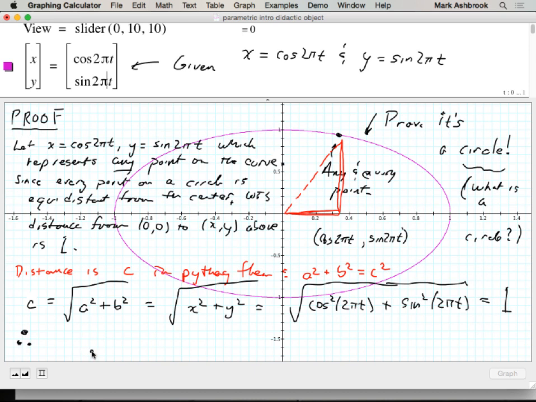It's a circle, right? So therefore it's a circle because of what we said. We wanted to show that the distance from 0, 0 to any point on the circle is constant, and it is. It's 1. Because that in here represents every and any point on the circle. No matter what t is, the same result happens. We get 1. Radius is constant, and the curve is a circle.